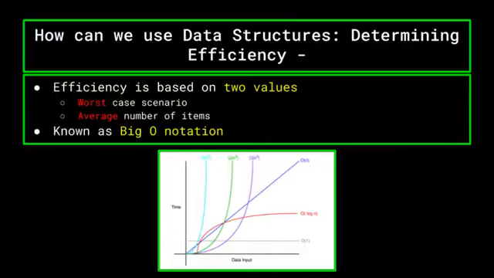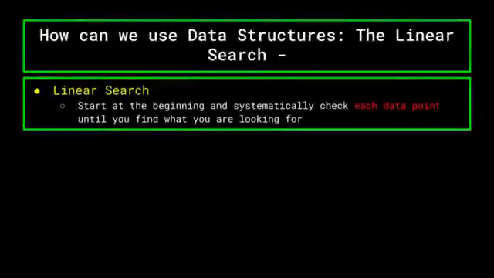Alright, now that we've got some background on searching algorithms, let's hop right into it. The first type of search we'll be talking about is called a linear search, and you've honestly probably used this multiple times throughout your life.